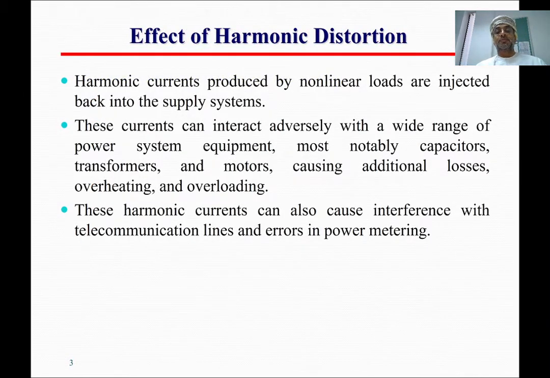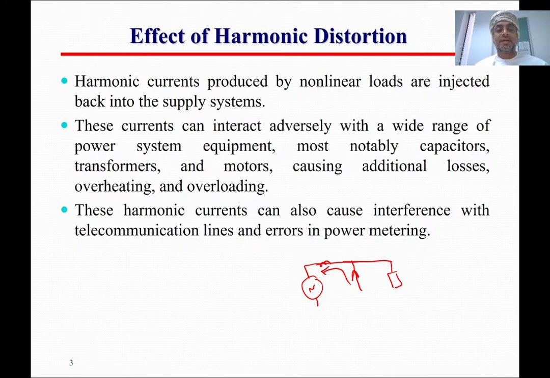Harmonic current produced by nonlinear loads such as transformers or electronic devices is injected back into the supply system. For example, over here is our system, and here we have, let us say, the harmonic source, and over here we have the load. This is our source, and this is the impedance of the source. So this harmonic will be injected back to the source.